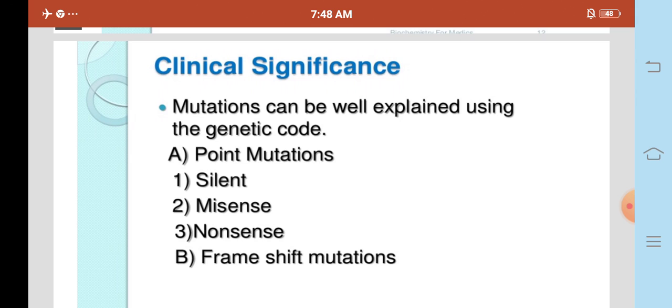Clinical significance. Mutations can be well explained using the genetic code. Point mutations, silent and missense, nonsense, frame shift mutations.